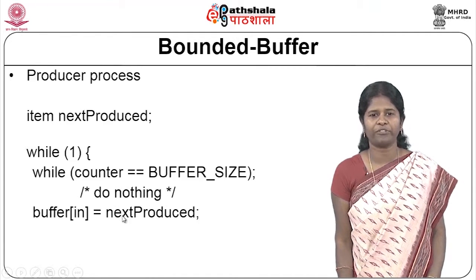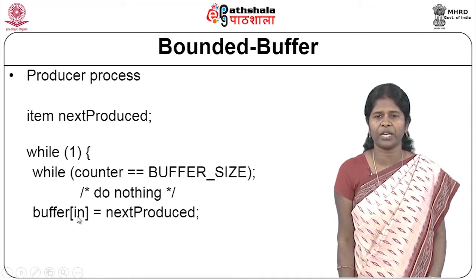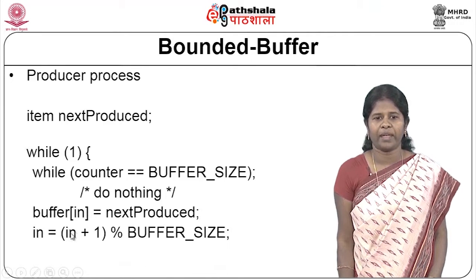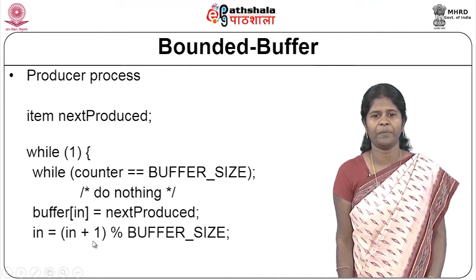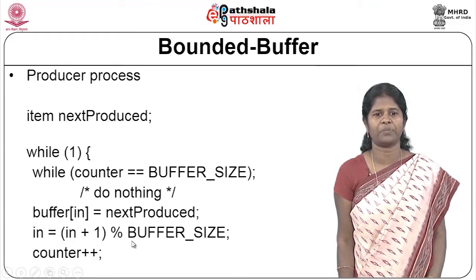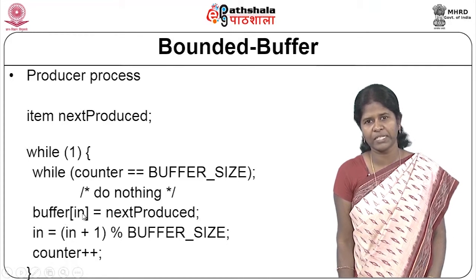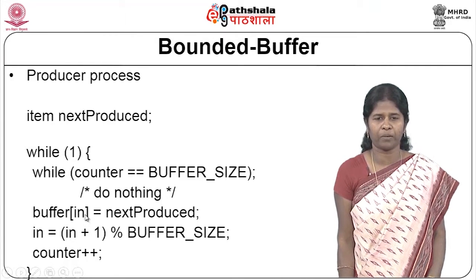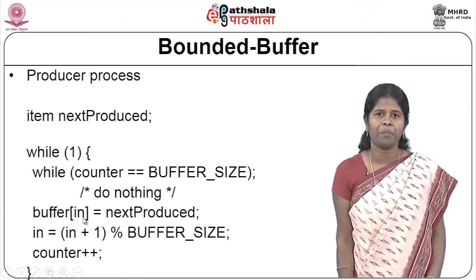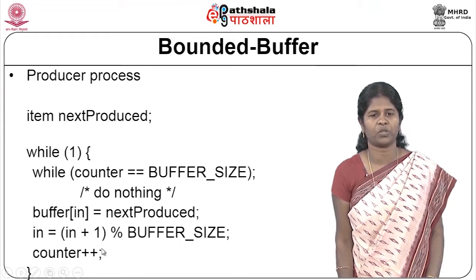If the buffer is not full, the producer places the item into the buffer at the location pointed to by in, and then it increments the in pointer, and the counter is incremented by 1 because one more item has been placed into the buffer. So, this is the code for the producer. It places the item at the location pointed to by in, but the counter is the variable that maintains the number of items that are placed into the buffer.